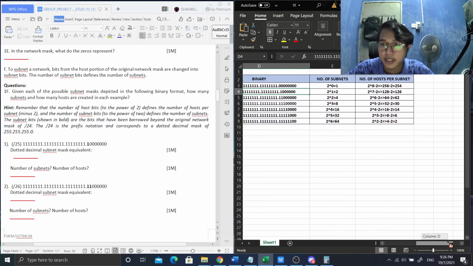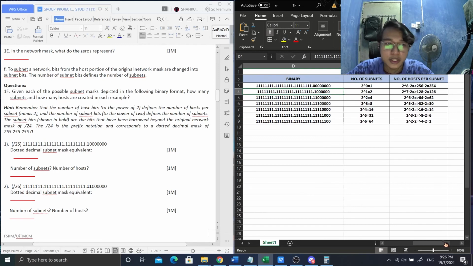And to find the number of hosts per subnet, using the hint that has been given, we find 2 power of 7 minus 2, which implies 128 minus 2. So the answer is 126. So in this binary, we know that the number of hosts per subnet is 126.